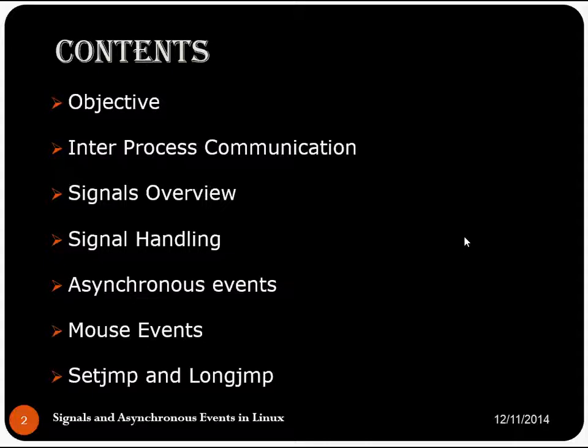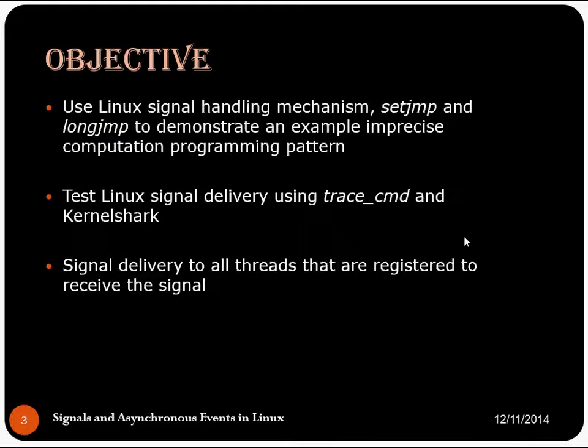The contents of this video will be objectives, followed by an overview of inter-process communication systems, signals, asynchronous events, and asynchronous transfer of control using setjmp and longjmp. The objectives are to use the Linux signal handling mechanism, setjmp, and longjmp to demonstrate an example of imprecise computation programming, to test the Linux signal delivery mechanism using the strace command and kernel shark, and also to deliver signals to all the threads that are registered to receive a signal.